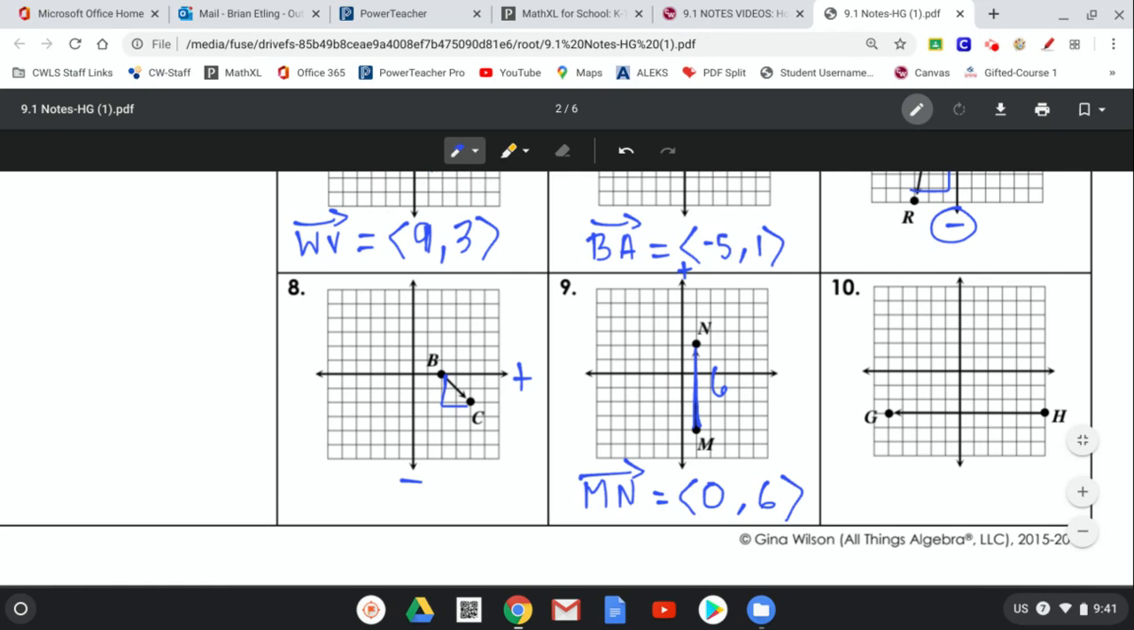For number 10, the initial point is H, the terminal point is G. This time we're not moving vertically at all. We're not moving up or down. We are just moving to the left, which is in a negative direction, negative 11 units. So negative 11 is our horizontal component, and then 0 for that vertical component, because we're not moving up or down at all.